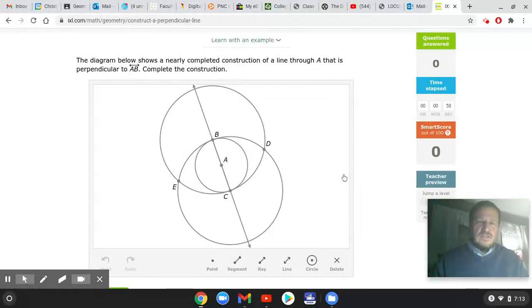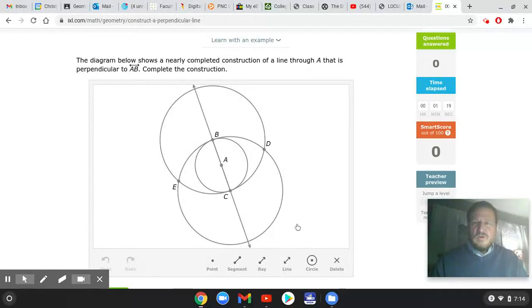When you look at this first one, it says the diagram below shows a nearly completed construction of a line through A. So your A is here, right? And that's perpendicular to AB. Your line is AB this way. So the best thing we can probably do is look to see, and this one I think is kind of given to us, so this one's pretty easy.